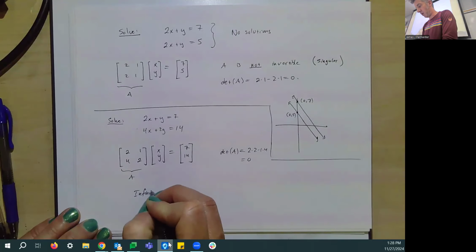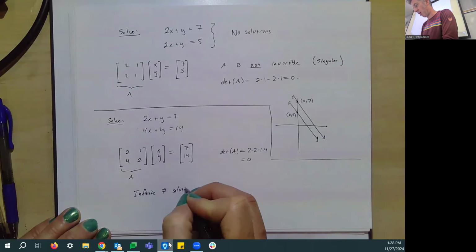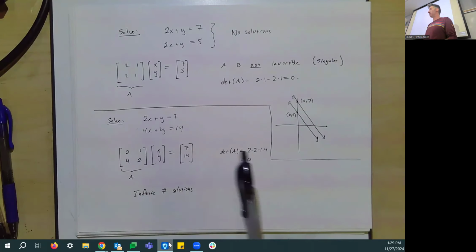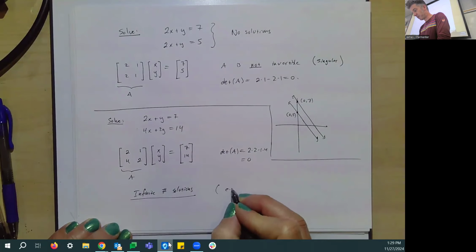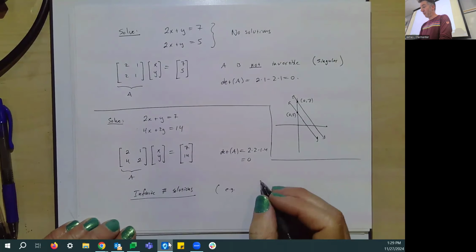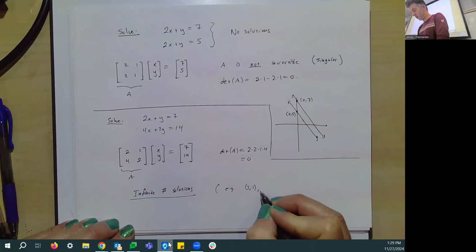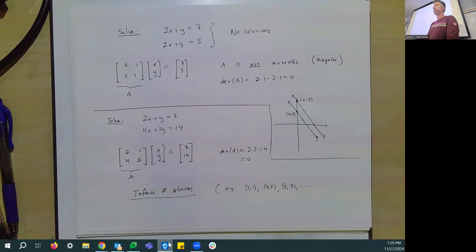Now be careful if you're ever asked about this, because I've seen students say the solutions are all real numbers. No, that's not the case. There's an infinite number of coordinate pairs that are on this line. So the solution really is the line. Some examples of solutions here: any point on the line 2x equals 7. So like 3 comma 1 or 0 comma 7 or 2 comma 3. The list literally goes on.